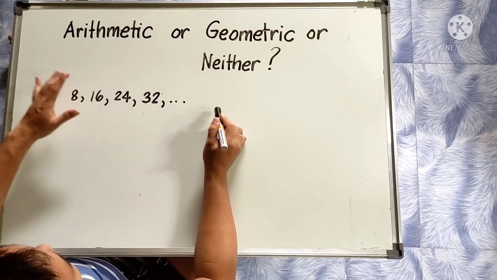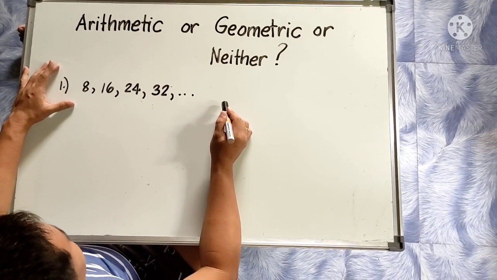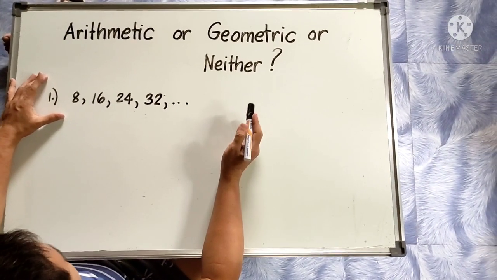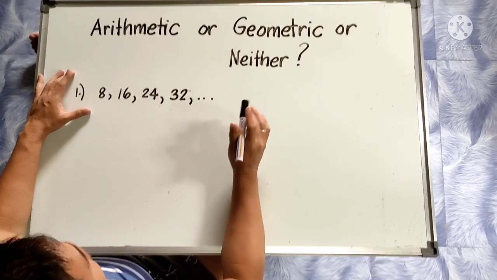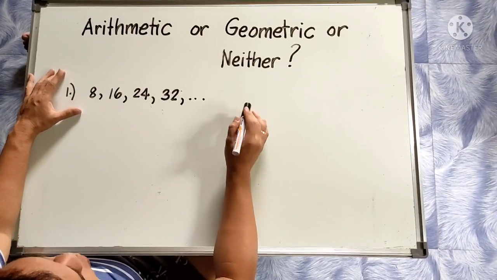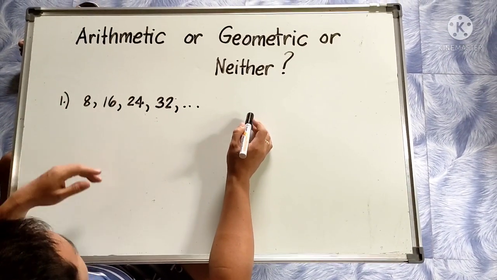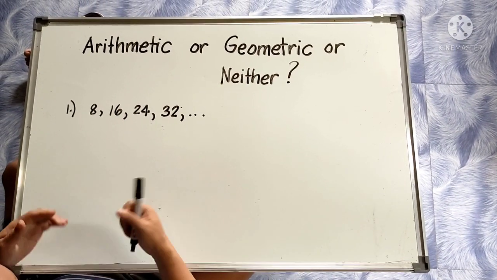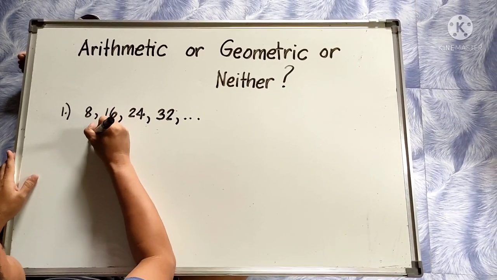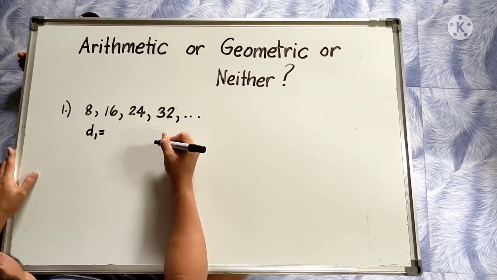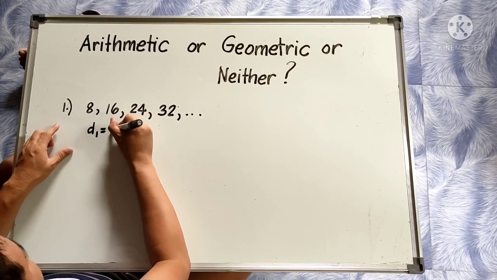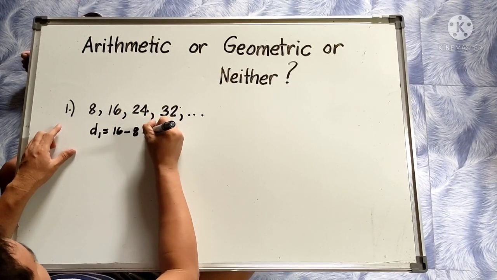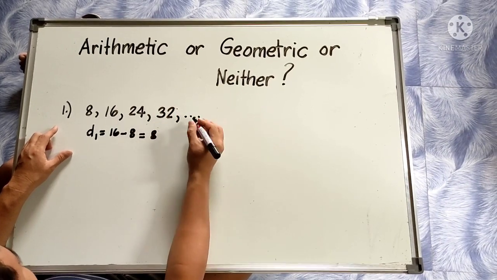To be able to tell whether it's arithmetic, geometric, or neither, you have to solve for the common difference or common ratio. So let's start with the common difference. Let's solve for d sub 1, if there is a common difference. So 16 minus 8 is equal to 8.